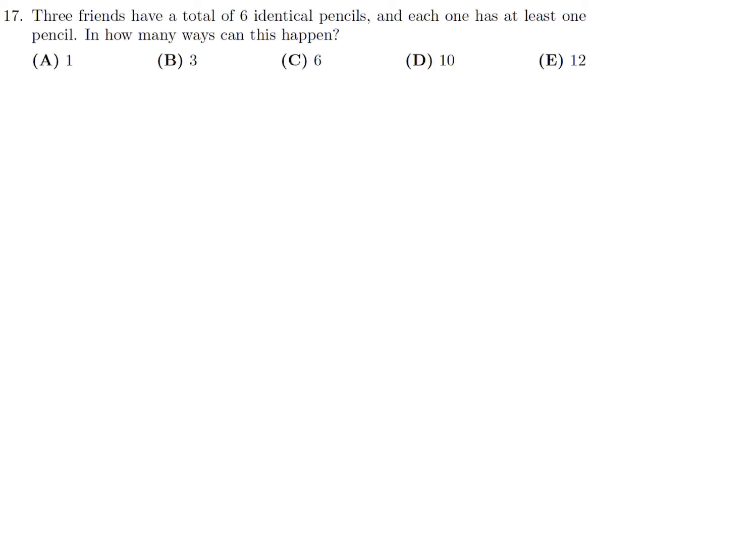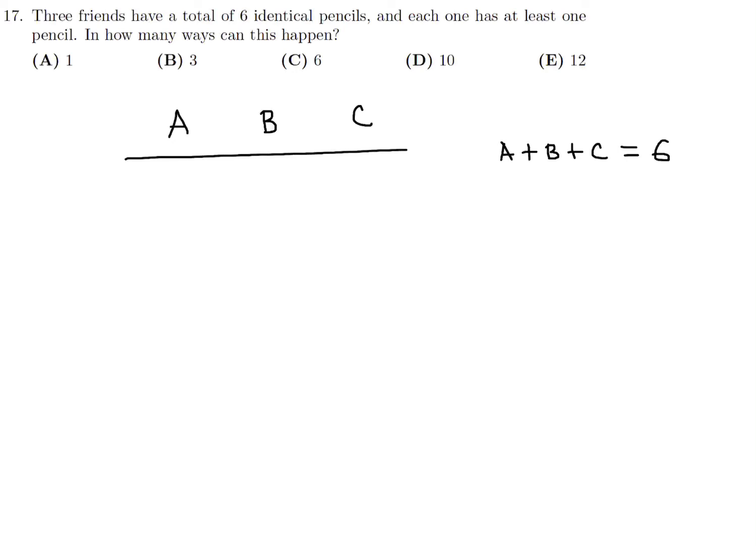3 identical friends have a total of 6 identical pencils, and each one has at least one pencil. In how many ways can this happen? So we got 3 friends, A, B, C, and the amount of pencils that A has plus B plus C is 6. Each of them has to have at least one, right?